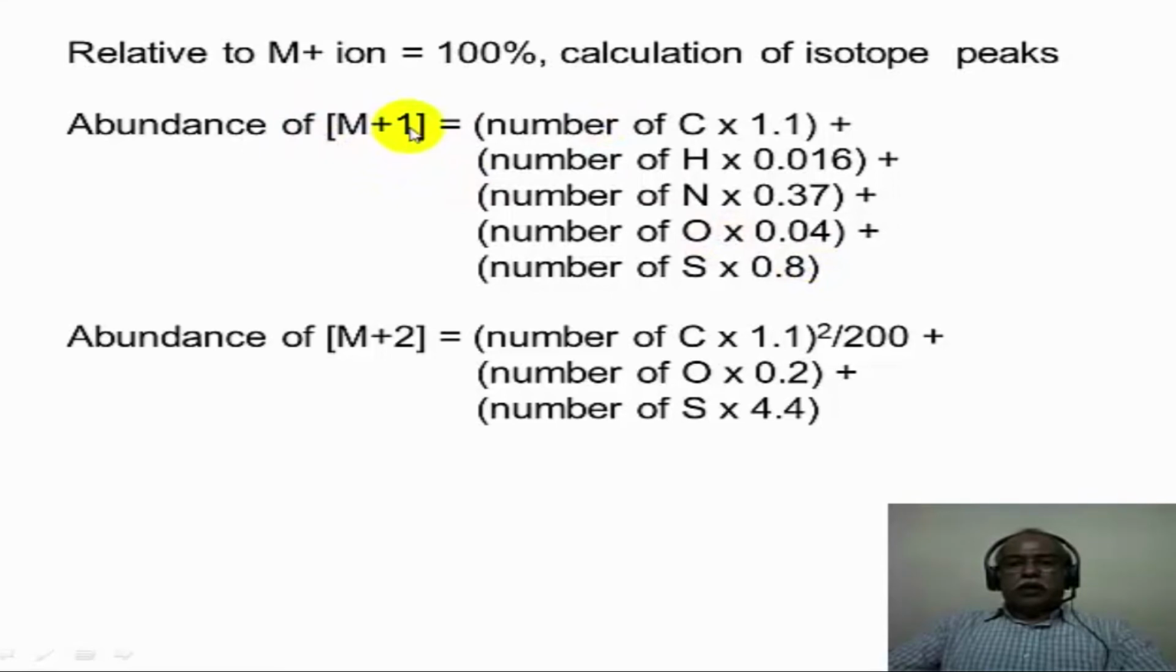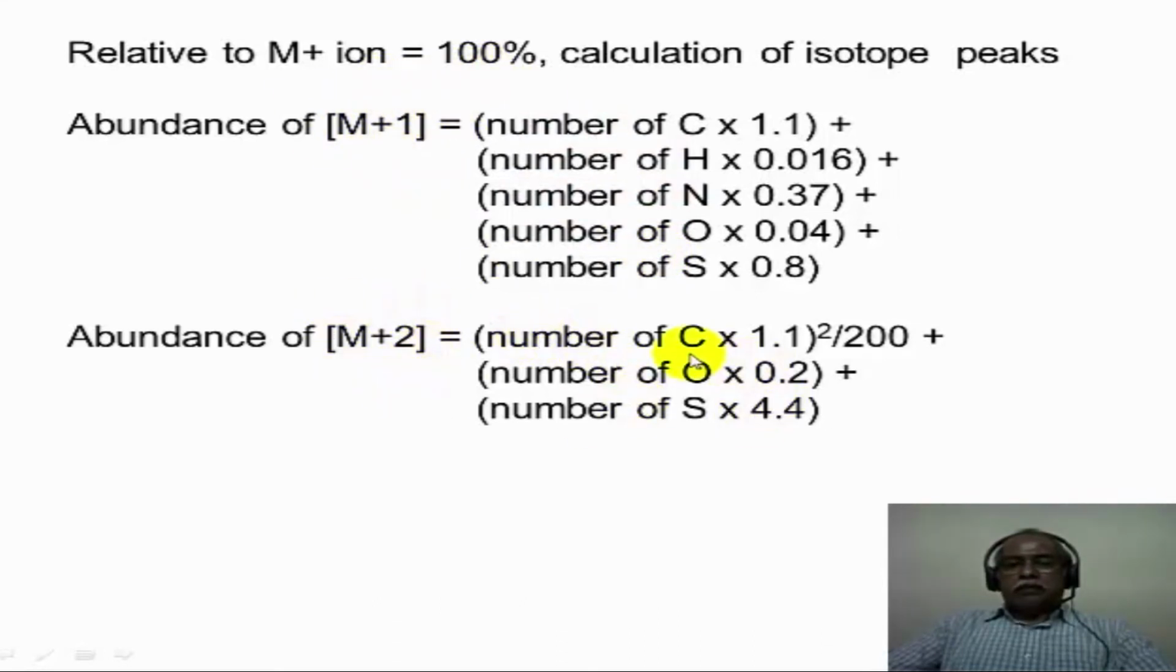To contribute to M+1, if there are n number of carbons in this molecule, then the number of carbons times 1.1, which is the carbon-13 abundance, is going to contribute to M+1. Or it is the number of hydrogens times 0.016, which is the deuterium isotope abundance, that will also contribute to M+1. So essentially you can see the contributors corresponding to M+1 and the contributors corresponding to M+2.